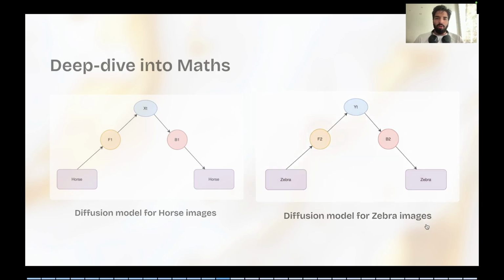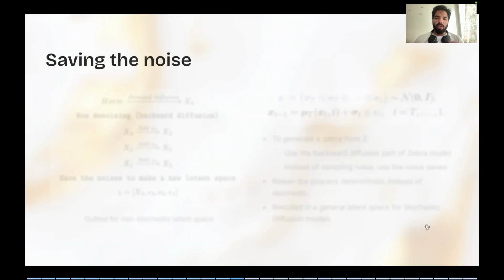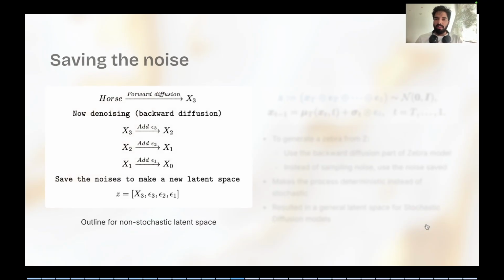So now what we want to do is convert a horse image into a zebra image using a diffusion model. We were able to do it using cycle GANs, but now we want to see if we can do it using stochastic diffusion models. That's why this paper introduces the concept of cycle diffusion. Let's see the maths and the working behind that. So this is a LaTeX explanation of the whole thing that my team made.